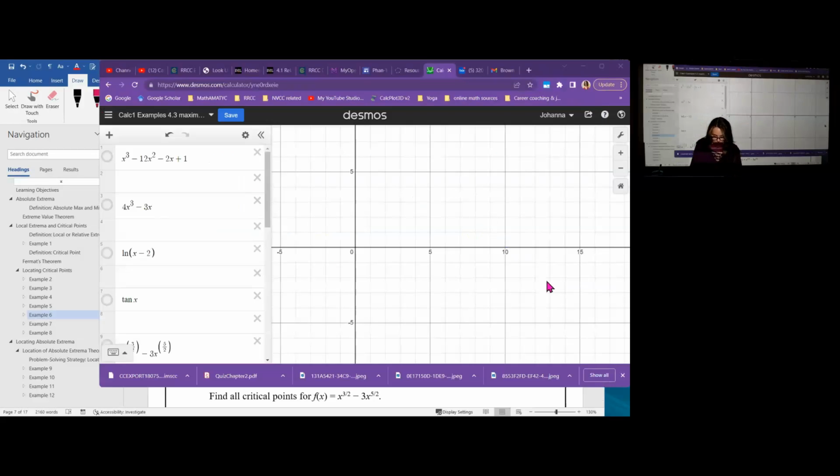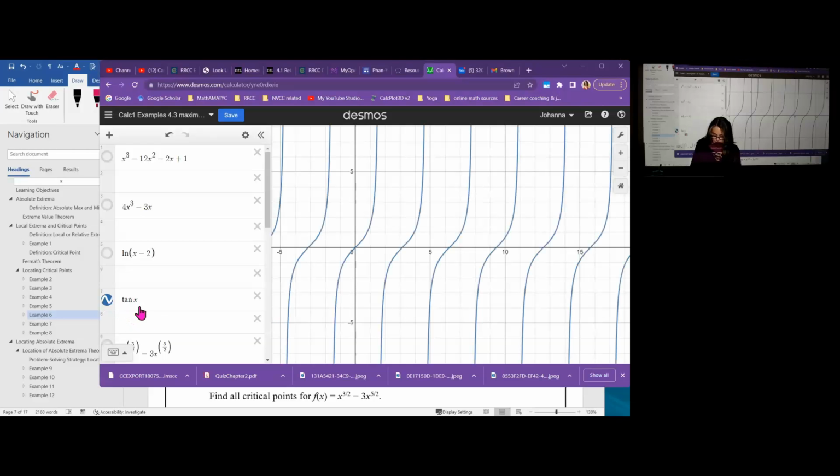When we look at the graph of tangent of x, we can see that there are no extrema.